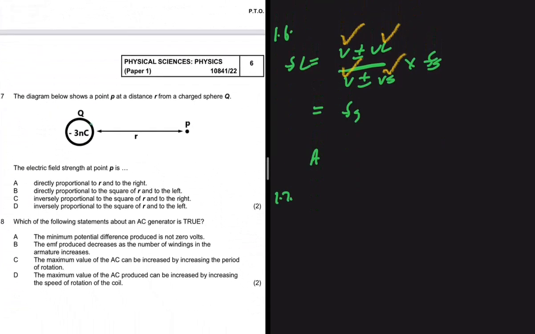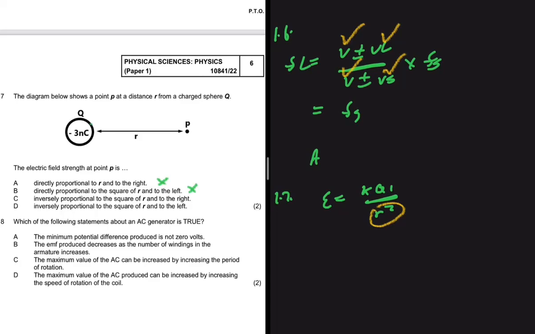1.7, the diagram below shows a point P at a distance R from a charged sphere Q. The electric field strength at point P is, let's look at A, directly proportional to R. No. It's supposed to be inversely proportional to R squared, right? Because E is equal to kQ divided by R squared. So it's supposed to be inversely proportional to R squared, not directly proportional to R. So A is definitely not correct. Let's look at B, directly proportional to the square. If it says directly proportional to the distance between the two, then it is incorrect. It's supposed to be inverse.